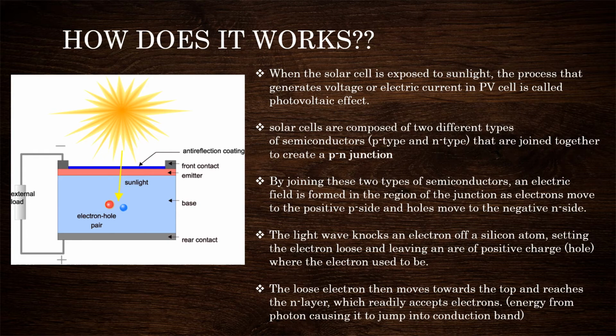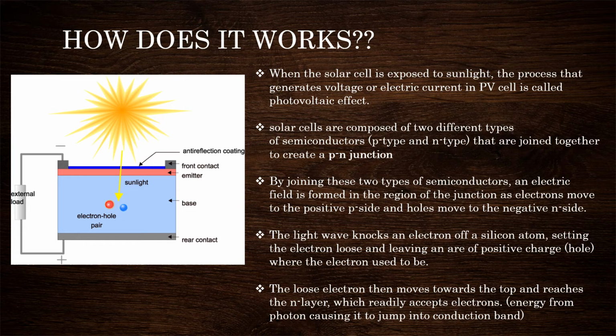In solar cells, when the solar cell is exposed to sunlight, the process that generates voltage or electric current in PV cells is called the photovoltaic effect. Solar cells are composed of two different types of semiconductor, P-type and N-type, that are joined together to create a PN junction. By joining these two types of semiconductors, an electric field is formed in the region of the junction as electrons move to the positive p side and holes move to the negative n side.